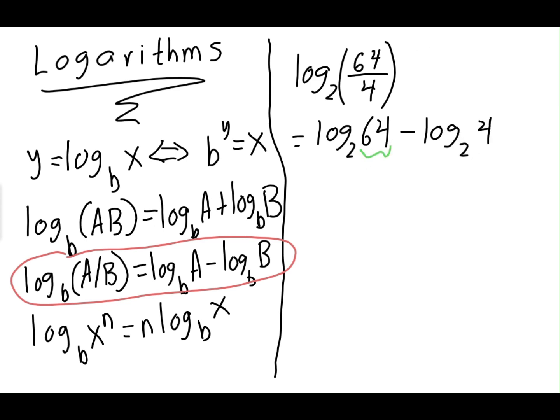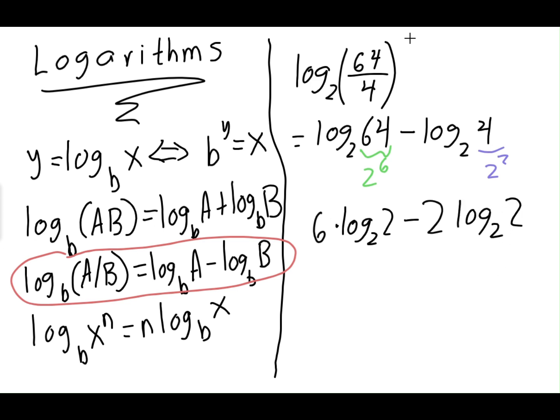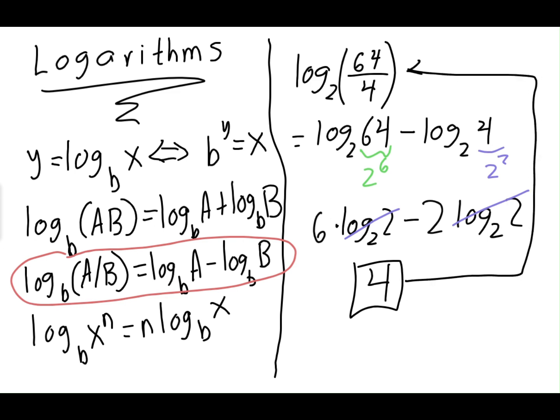But if you take a look at 64, let's see, that is 2 to the 6th. So we can bring the 6 out front times the log base 2 of 2 minus, well, we have 4, that's 2 squared. Bring the 2 out front times the log base 2 of 2. But again, log base 2 of 2 is 1, so it doesn't really affect anything. 6 minus 2 is 4. And again, I want to point out we could have simplified 64 divided by 4 is 16, and 16 is 2 to the 4th. So, hey, same answer. Many different ways to do it.